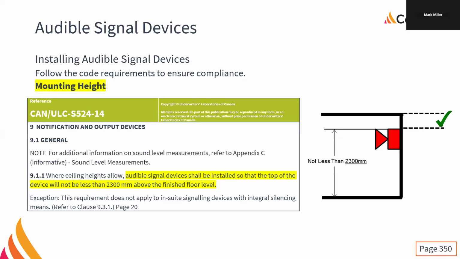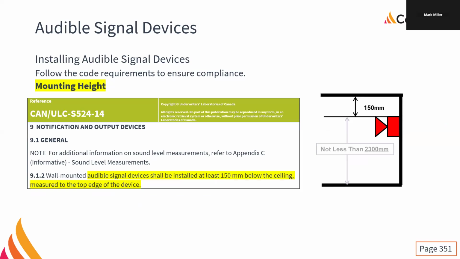Except, of course, if you have integral silencing for in-suite, right? If the in-suite silencing is built into the horn, you have to put it down at 1,100, the same height as the pull station, which is one of the reasons that they've gotten away from it because it's just in range of a lot of damage, and especially if the horn is mounted where you happen to put your couch, you're going to take it to the ear, and it's terrible. So minimum of 2,300 above finished floor level. Very important. Also important, minimum of 150 millimeters below the ceiling to the top of the device.